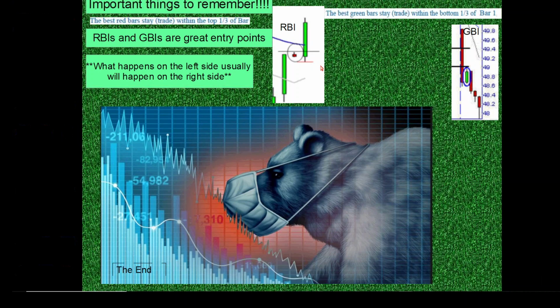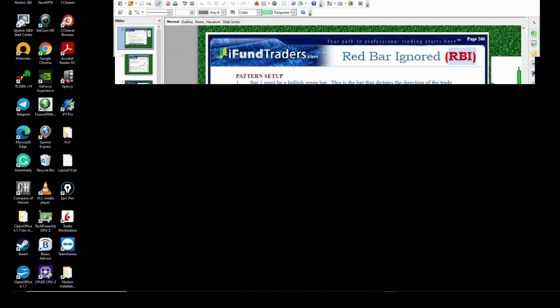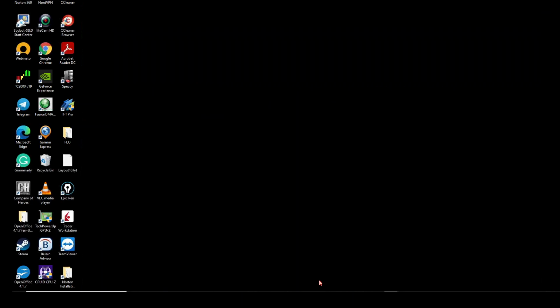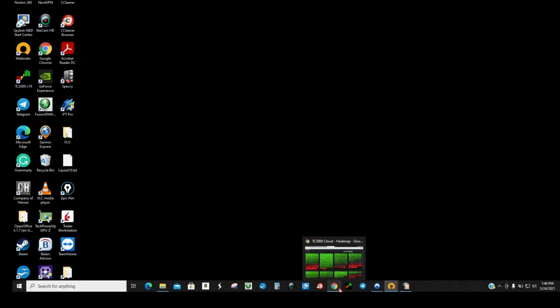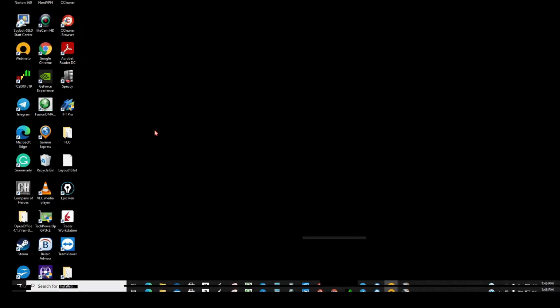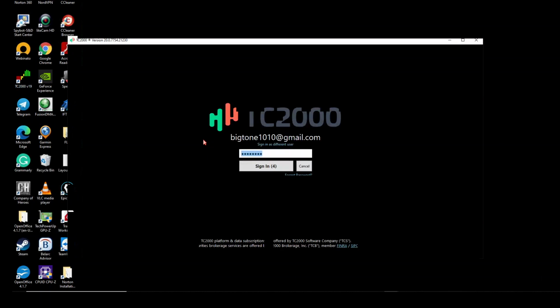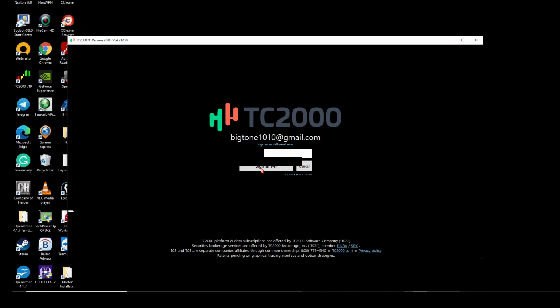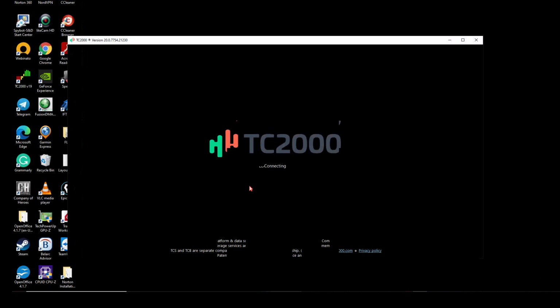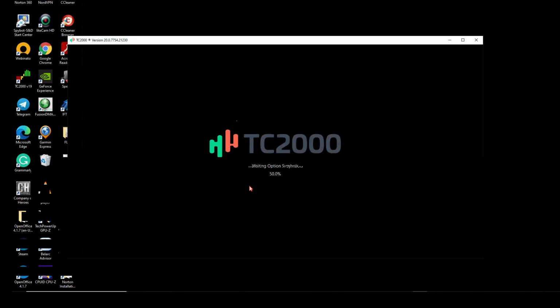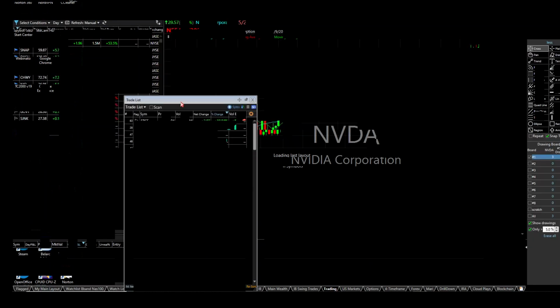Okay, that's the end of this little presentation for ribbies and gibbies. You guys should be becoming experts at this. So let's look and see. Oh, I didn't even open the. Let me open the. See how things are going there. I like this TC2000. I use it to practice, to scan for things and all kinds of other things I do with it.